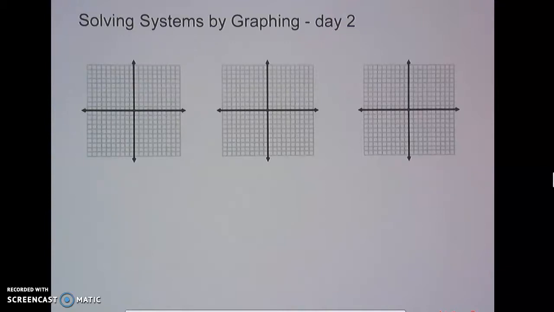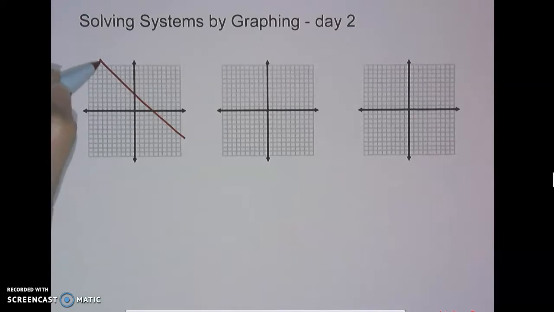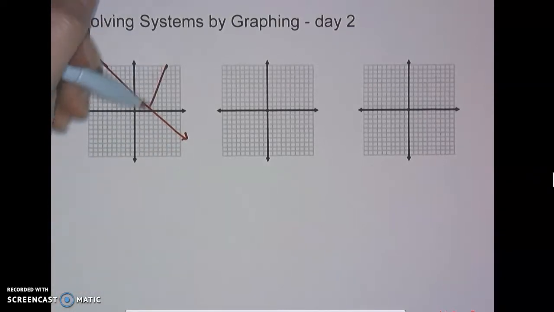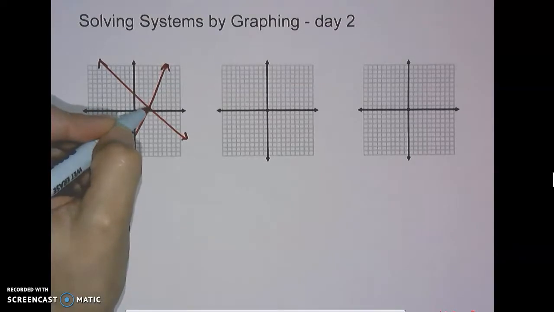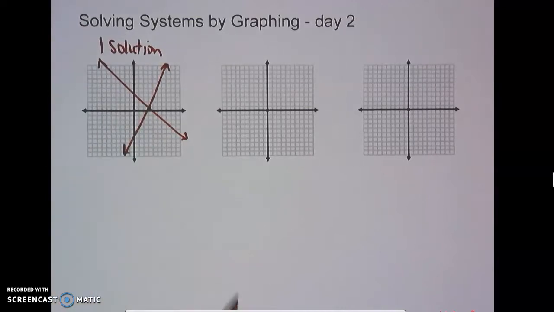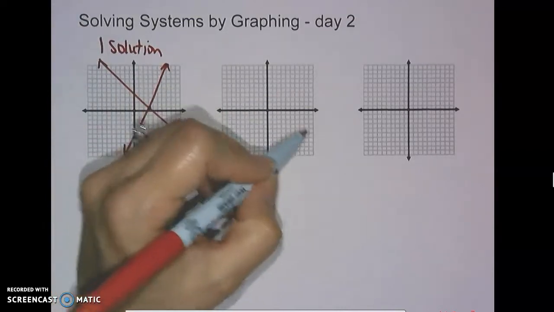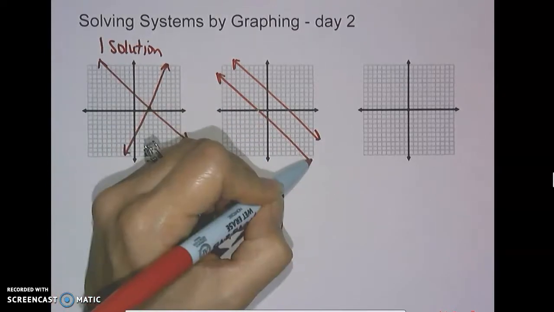Today we're going to be talking about solving systems by graphing again. There are three different situations that we can be in, based on the way our graphs look once they are put on graph paper. The first one is if we have our two lines, and when we graph them, it looks something like this. How many solutions would this system have? Well, it crosses in one place, so this would be one solution.